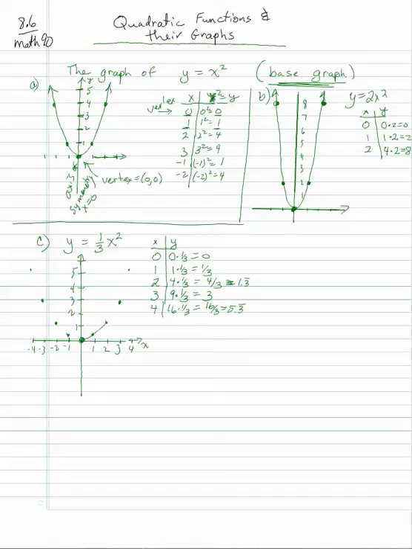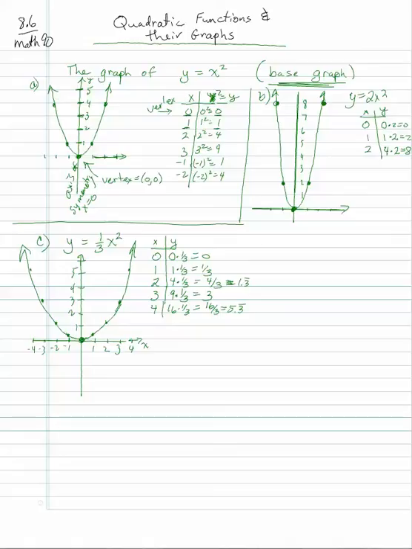You can see this one opens a lot wider. So the 1/3 actually makes it open wider. It's compressing it, is what we say, on the y-axis. It's compressing the y values, I mean.